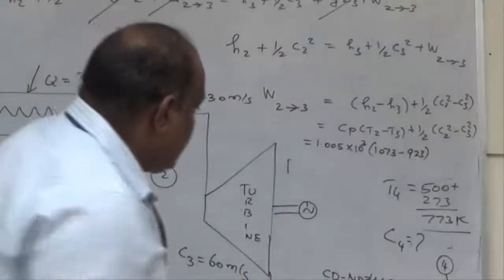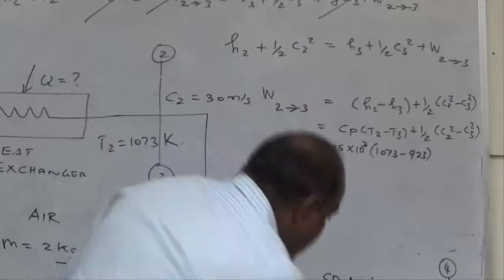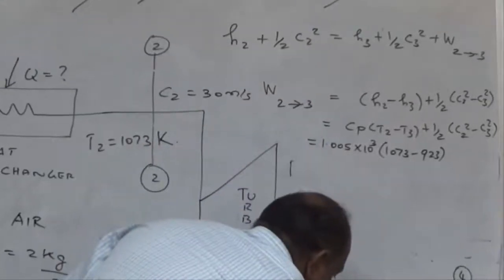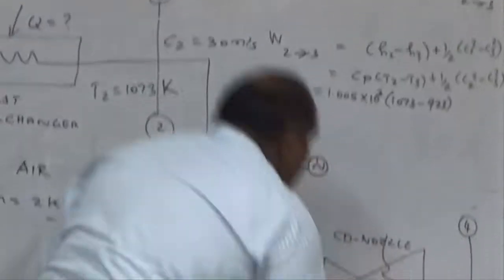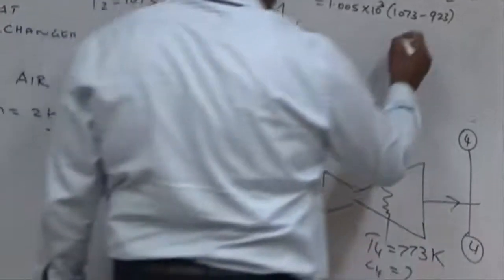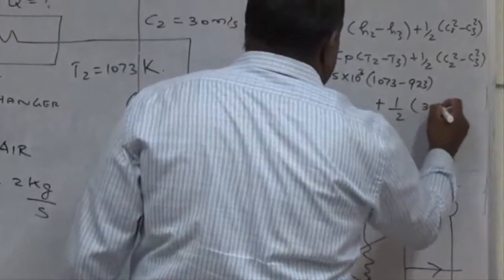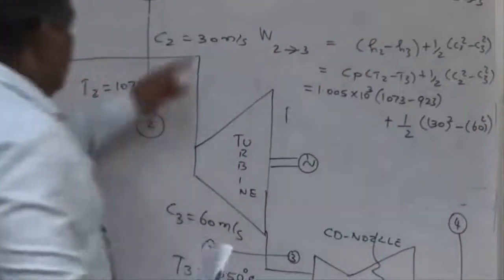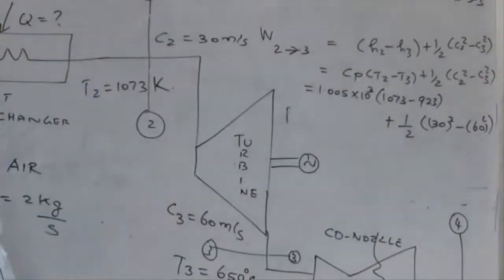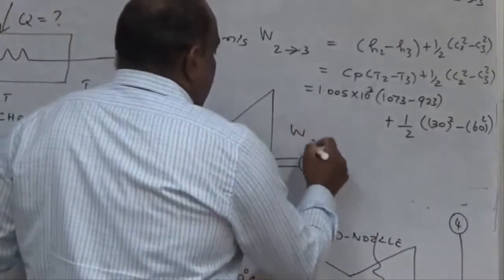Okay, let us write these values at the bottom. Plus half into, what is C2? C2 is 30 squared. What is C3? 60 squared. All these values we know, just substitute the values and get the answer. So now you will get W 2 to 3.